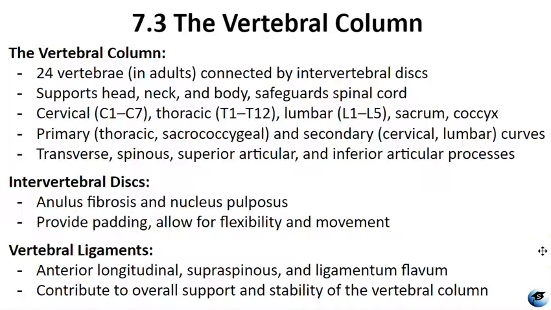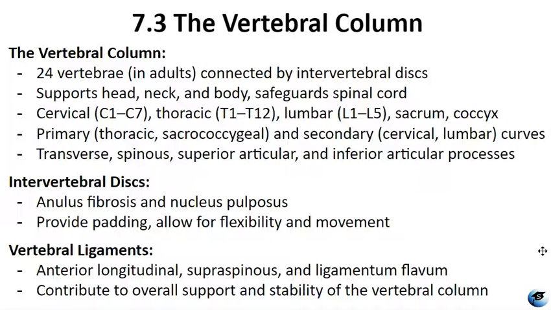These vertebrae are divided into sections. The neck section is cervical vertebrae. The mid-back is the thoracic vertebrae, and your lower back are the lumbar vertebrae. And then below that you have the sacrum and the coccyx, the tailbone. The vertebral column is characterized by curvatures, including primary curves like the thoracic and sacrococcygeal curves, and secondary curves such as the cervical and lumbar curves, which develop postnatally.